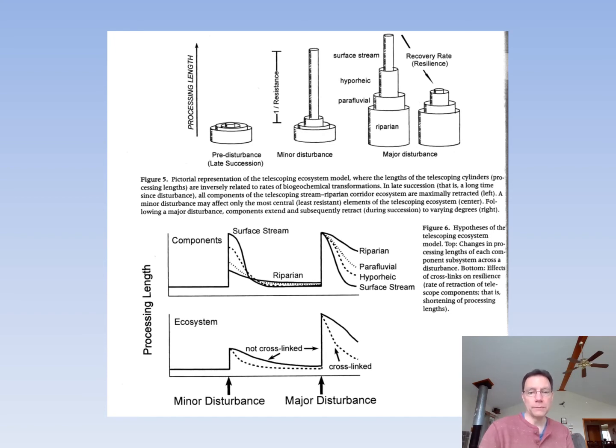These bottom diagrams are trying to show you the same thing in graphs. So when you get a minor disturbance, processing length increases, and then it slowly comes back. In streams that are well cross-linked, in other words, all the parts of the stream are well connected, and the organisms are interacting with each other, it comes back pretty quickly. If not, it might come back pretty slowly. When you get a major disturbance, a major flood, some streams recover their processing length pretty quickly and some don't.